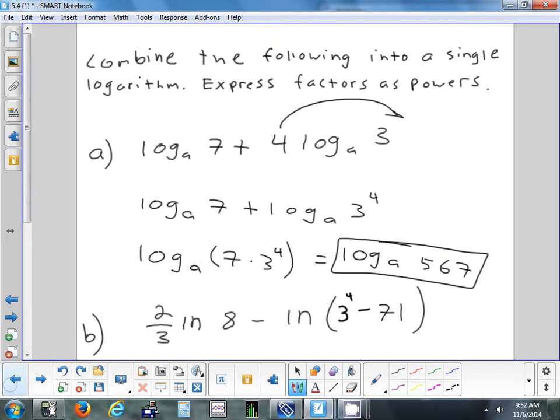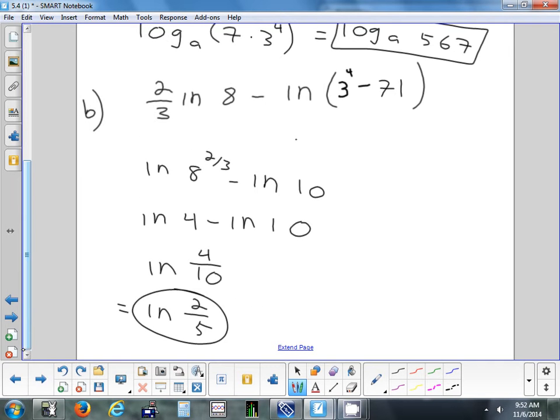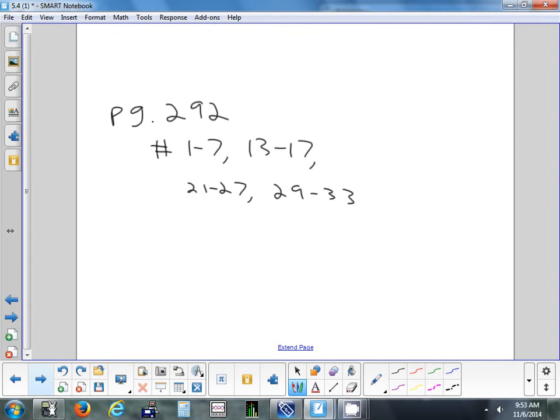Okay, and I think that's enough. There's some other kinds you can combine, but we'll talk about more tomorrow. On page 292, I want you to try 1 to 7, 13 to 17, 21 to 27, and 29 to 32. You should not need a graphing calculator for any of the homework tonight.